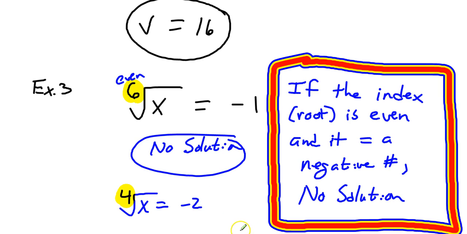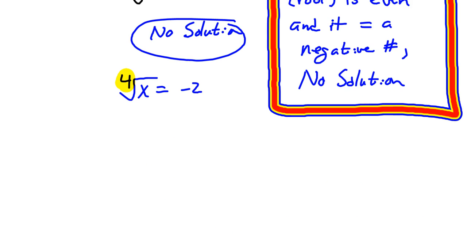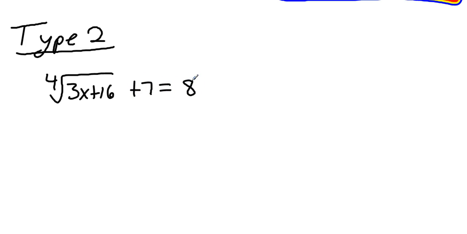Okay, and then the last thing here in section 7. Here comes the type 2s. Now, these, you actually have to do a little bit of work to them. It's not just, here's the number, do both sides to the third power, fourth power. This one you actually have to do a little bit of solving. Alright, so let's do the fourth root of 3x plus 16, plus 7 equals 8.